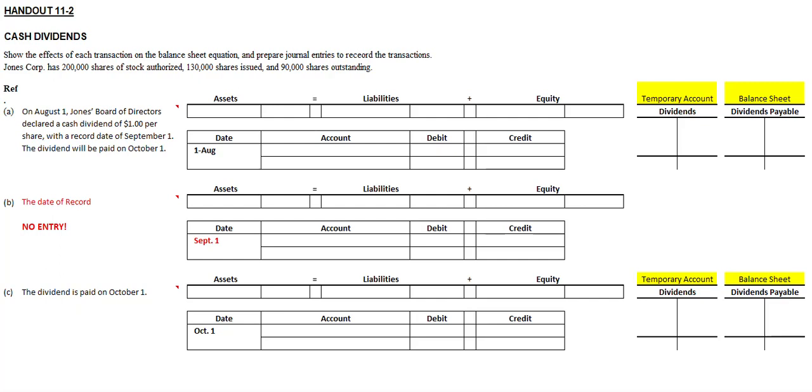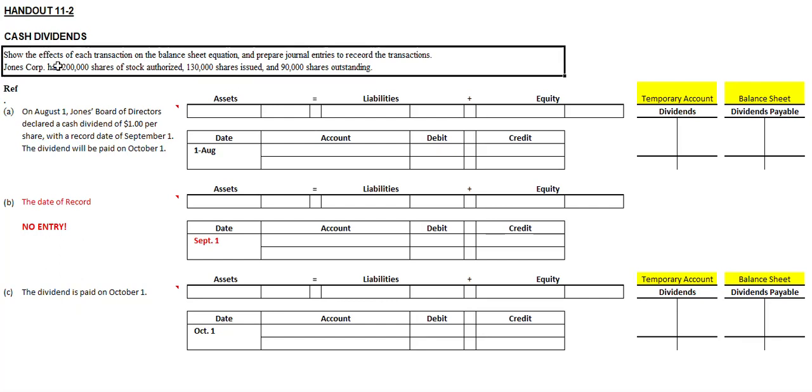In this video, we're going to walk through the journal entries related to the payment of cash dividends and closing out the related temporary accounts at year end. We're told that the Jones Corporation has 200,000 shares of stock authorized, 130,000 shares issued, and 90,000 shares outstanding. That means it has reacquired 40,000 shares and is holding them in the Treasury.